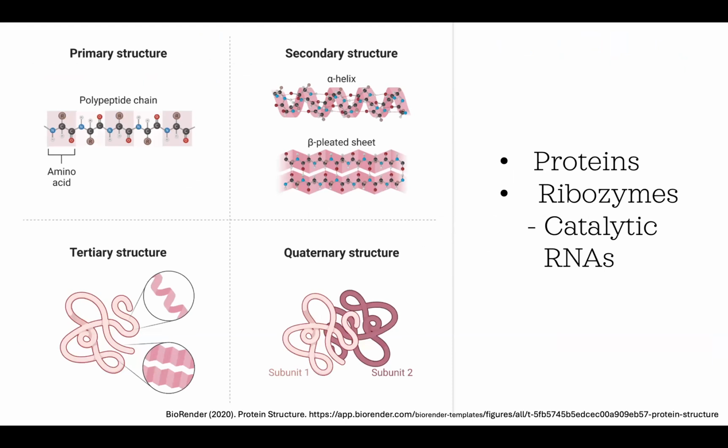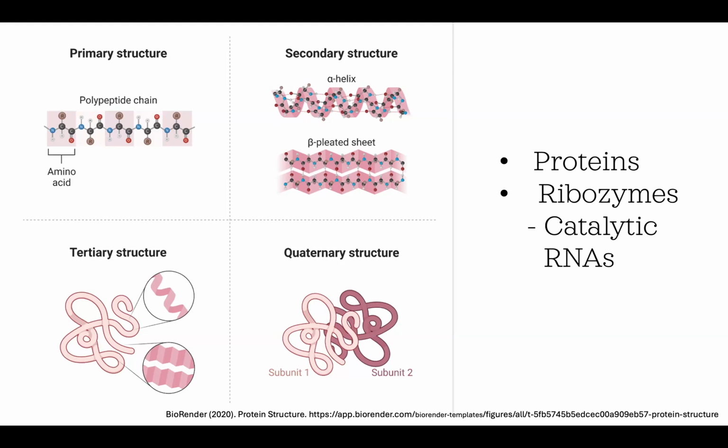So, first of all, what is an enzyme? An enzyme is a biological catalyst which allows reactions to take place at a much faster rate without the enzyme being used up in the process. The majority of enzymes are proteins, but there are some enzymes that are catalytic RNAs. And how the enzyme does its job is dependent on its structure.